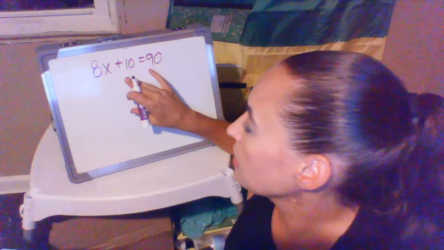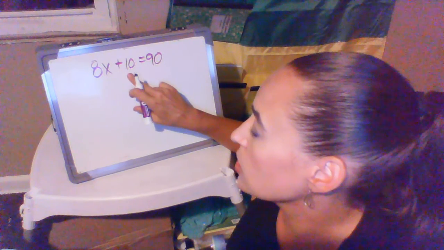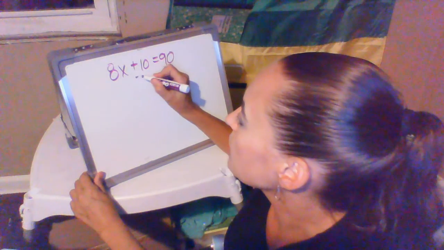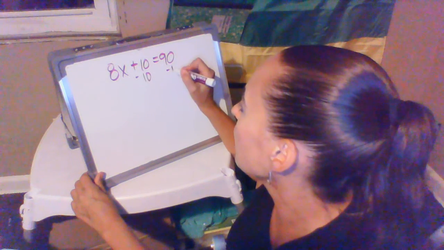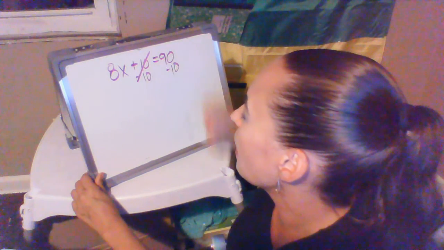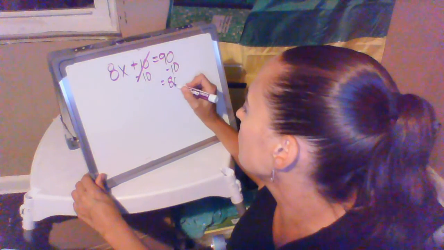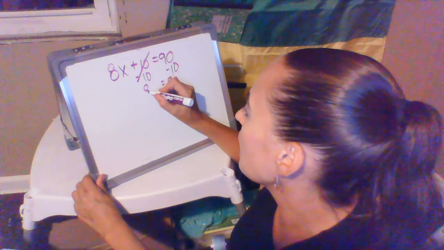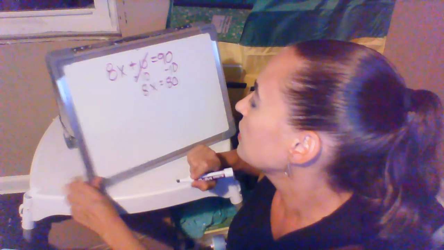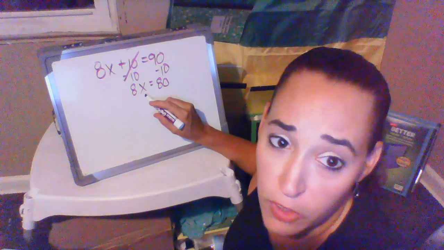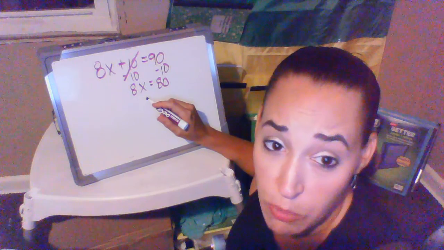So to get rid of this constant, the opposite of addition is subtraction. So I'm going to subtract my 10, subtract my 10. This cancels out on that side. 90 minus 10 gives me 80. And I have 8x left on this side. Now, again, I'm going to isolate my variable. That's the second part of this two-step equation.